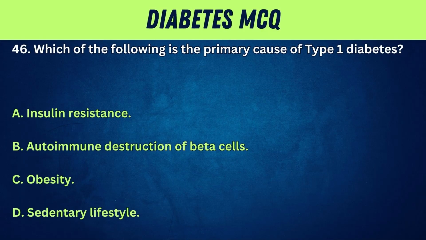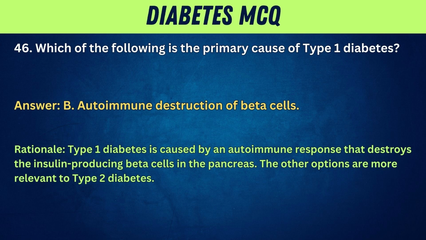46. Which of the following is the primary cause of type 1 diabetes? A. Insulin resistance. B. Autoimmune destruction of beta cells. C. Obesity. D. Sedentary lifestyle. Answer: B. Autoimmune destruction of beta cells.